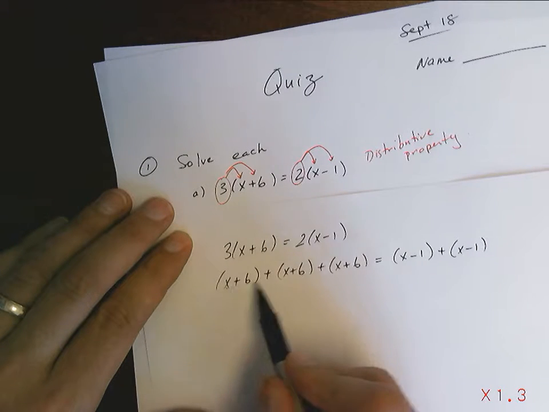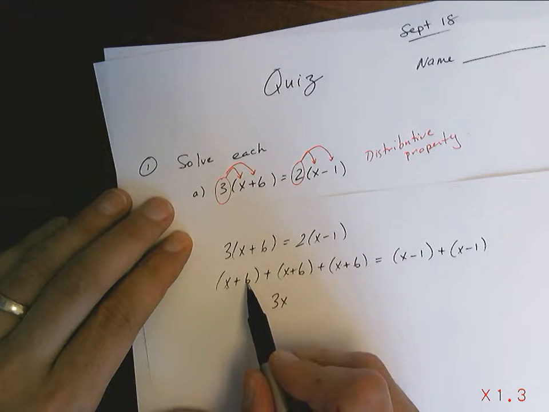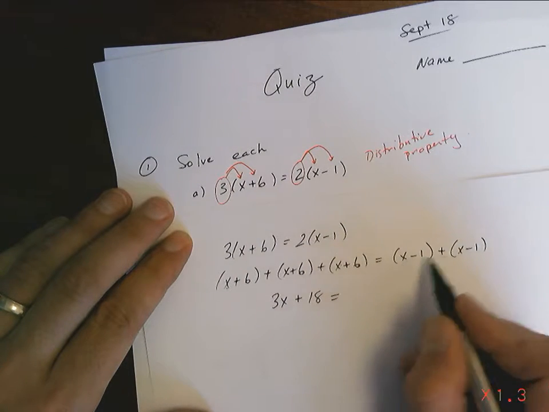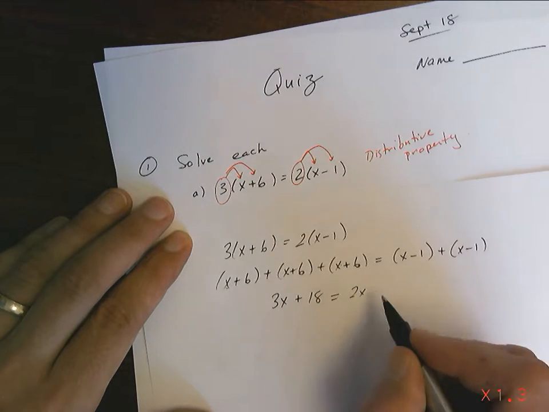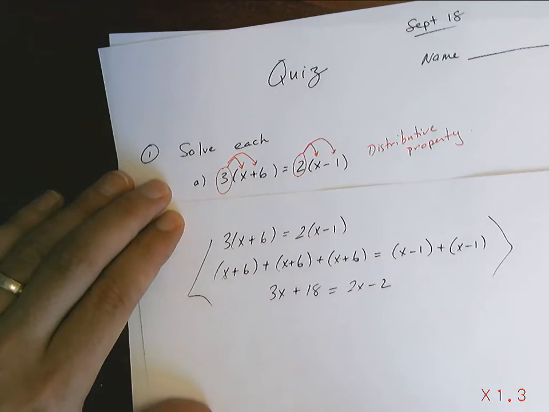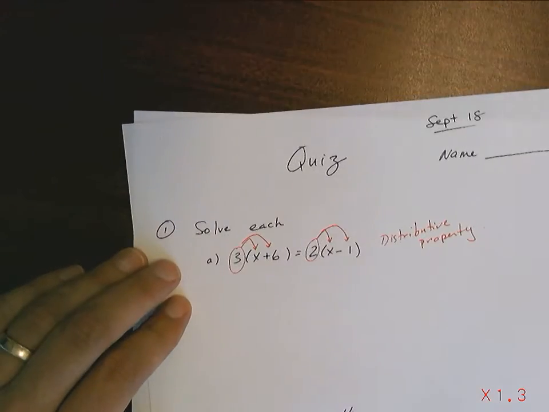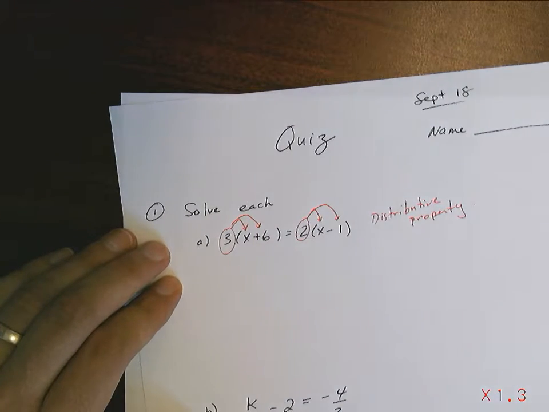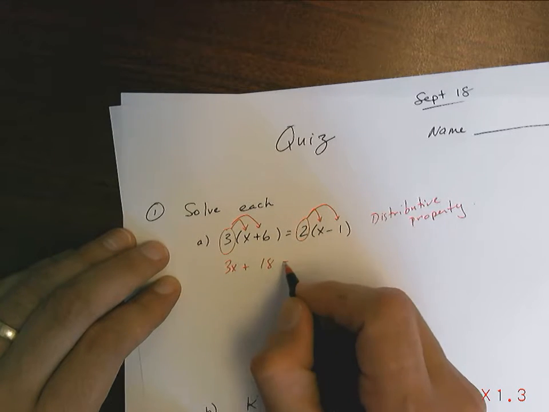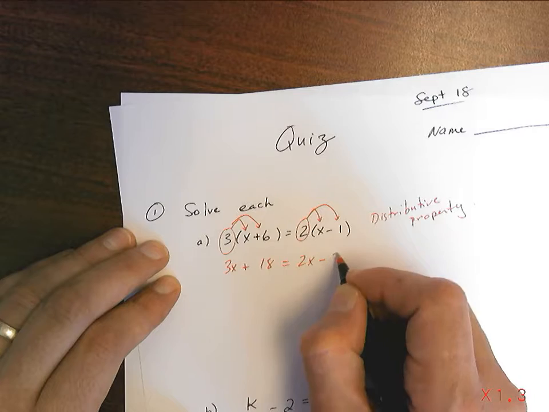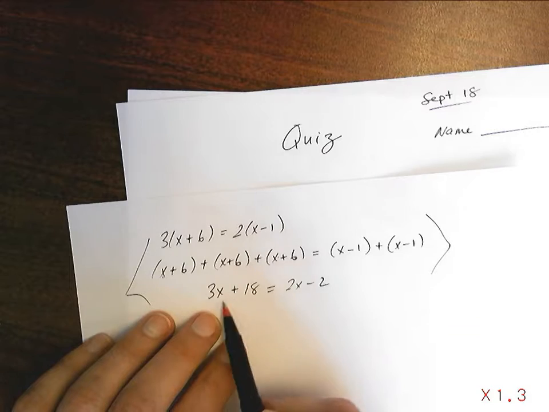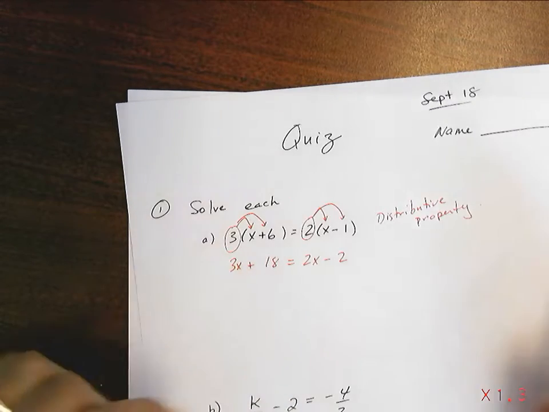So if you look at this, you've got 1, 2, 3 x's, and you've got 1, 2, 3 sixes, which is going to be 18. And over here, you've got 1, 2 x's, and you've got negative 1 twice, which is negative 2. Now, I do not expect you to do it this way, but that's what's happening. The short way of doing it is to use the distributive property. Make sure that 3 goes in to give you 3x, and that 3 goes in to give you 18. Over here, the 2 goes in to give you 2x, and we have to remember the 2 times the negative 1 gives us the negative 2. So notice our answer here and our answer here, they're the same.